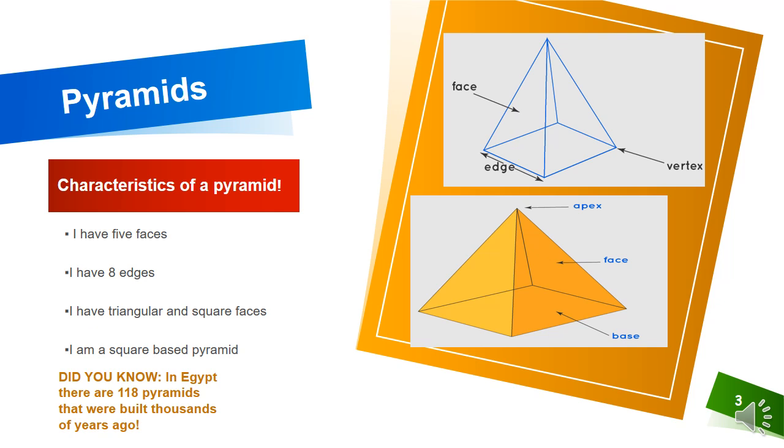with my 3D objects and the characteristics of them. And then in bullet point form, I will start with a pyramid with 5 faces, 8 edges, triangle and square faces, and that a pyramid is a square based pyramid.